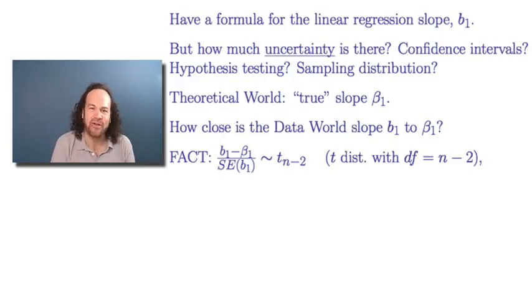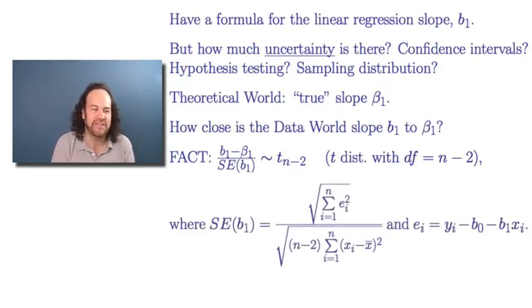And that standard error involved, well, that's a very important quantity for doing things like confidence intervals and hypothesis tests. And it turns out to be given by this crazy formula here. So the square root of the sum of the residual values, e_i squared, divided by the square root of n-2, that same number of degrees of freedom, times the sum of the x_i's minus their mean squared. So this is the formula that we're going to use.